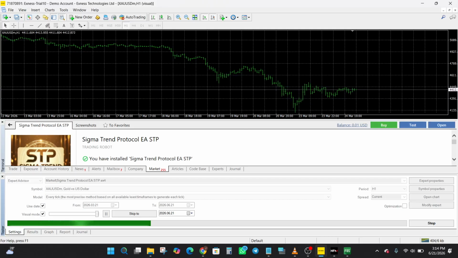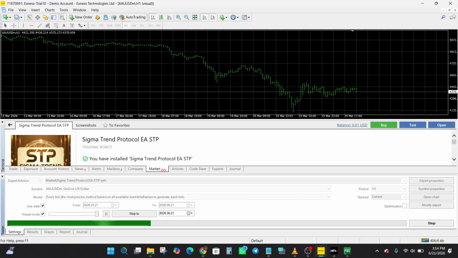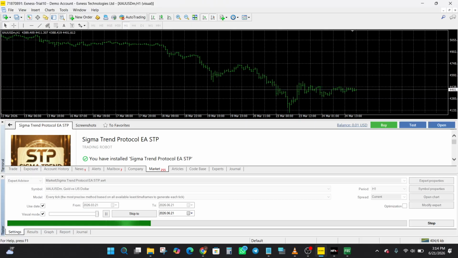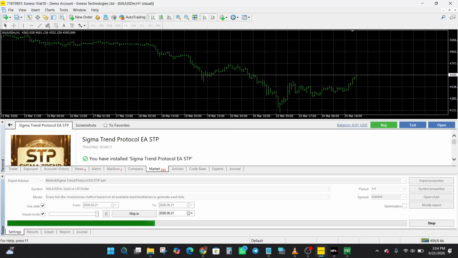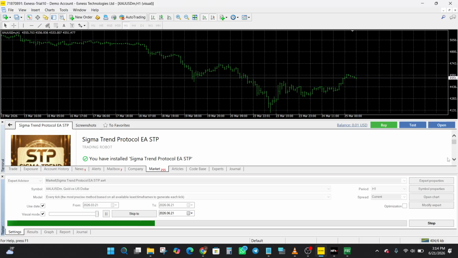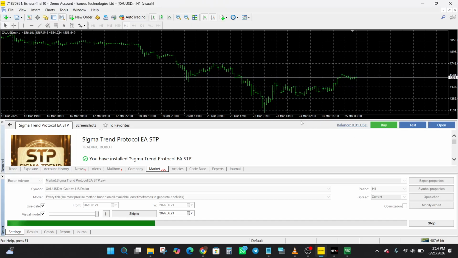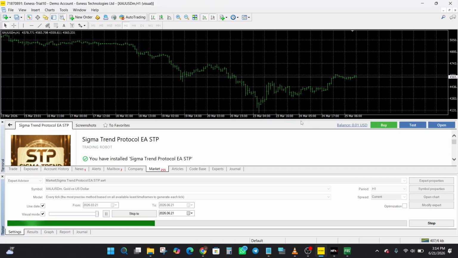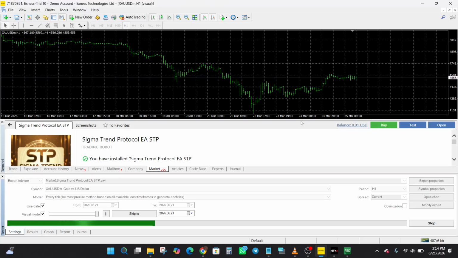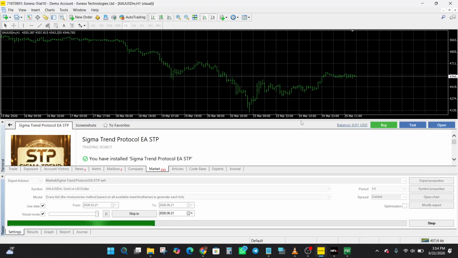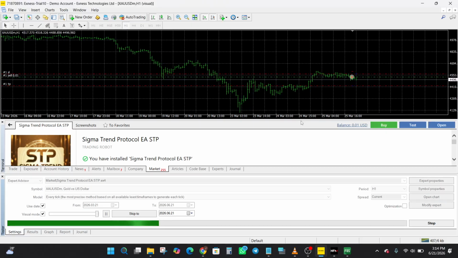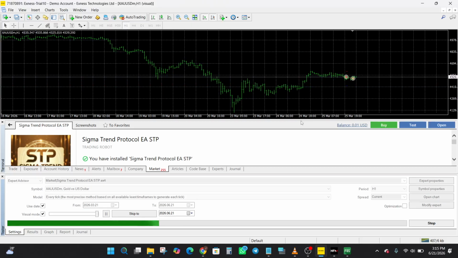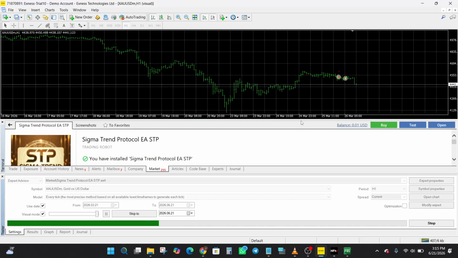Overall, the Sigma Trend Protocol EA presents itself as a structured MT4 trading system focused on rule-based execution, predefined risk controls, and disciplined trade management. The inclusion of symbol-specific presets, exposure controls, and multiple risk management layers will likely be of interest to traders who prioritize consistency and account protection. As always, independent testing and optimization should be completed before considering any live deployment.